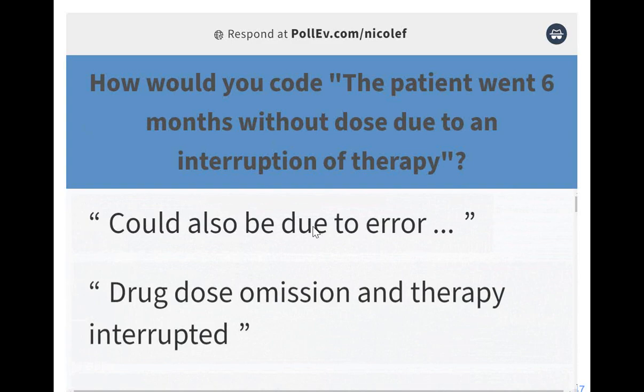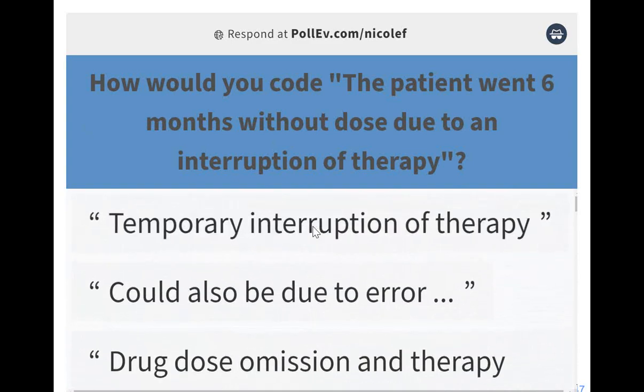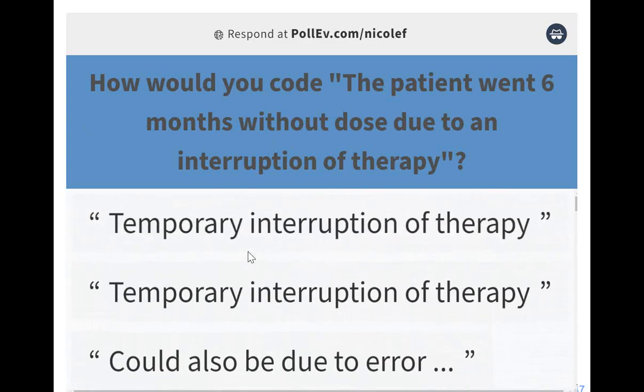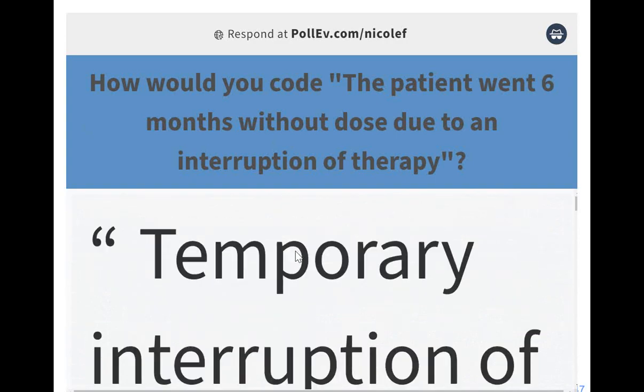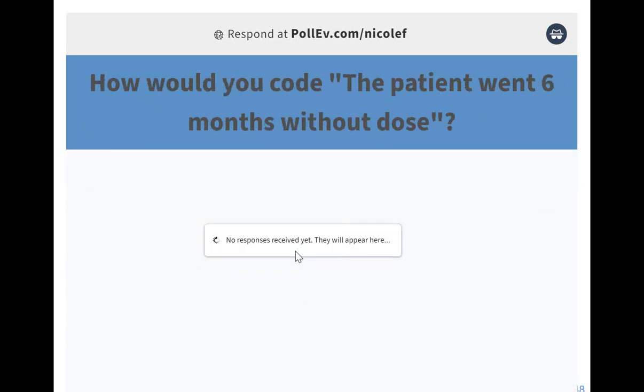Medication error. It's a good point. Okay, I'm going to give another second. See, because what I want to do next is go to the next poll, which is now, with all the responses that came in for the previous one, how would you code the second verbatim in this instance? The patient went 6 months without dose.